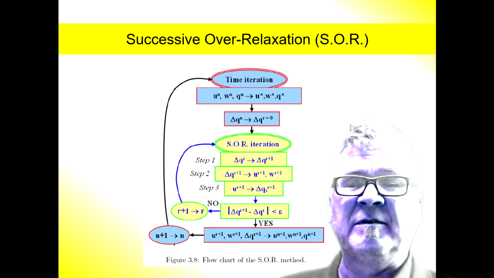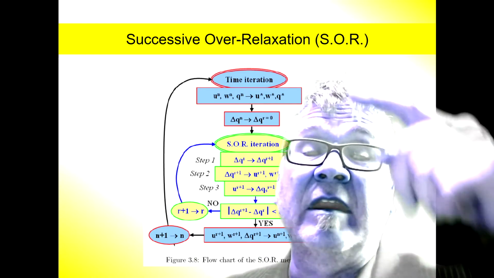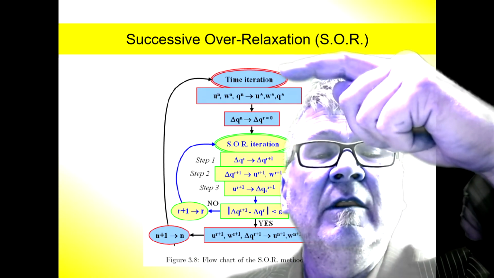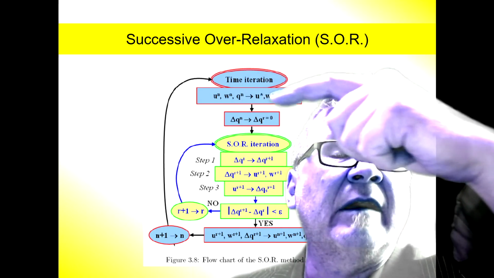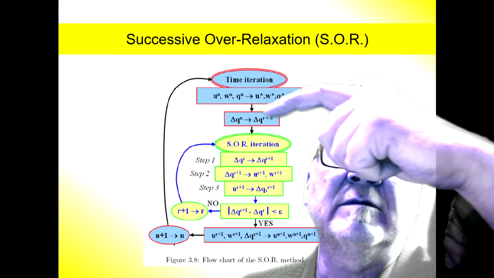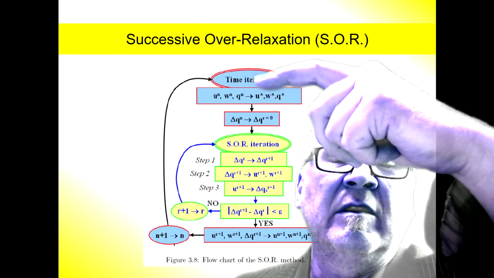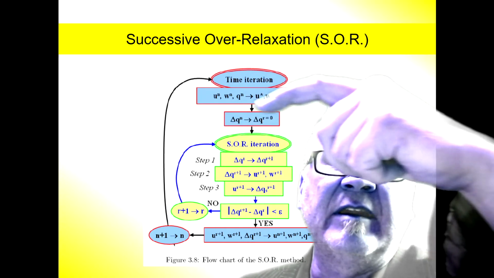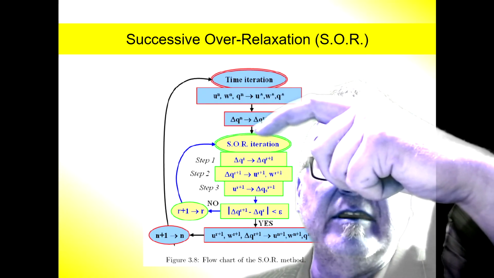So that's how the structure looks. You have your time iteration. You have your values for U, W and Q. You calculate the first guesses. This is the first guess value. Then you set the initial conditions for the SOR iteration, and then you start your SOR iteration.